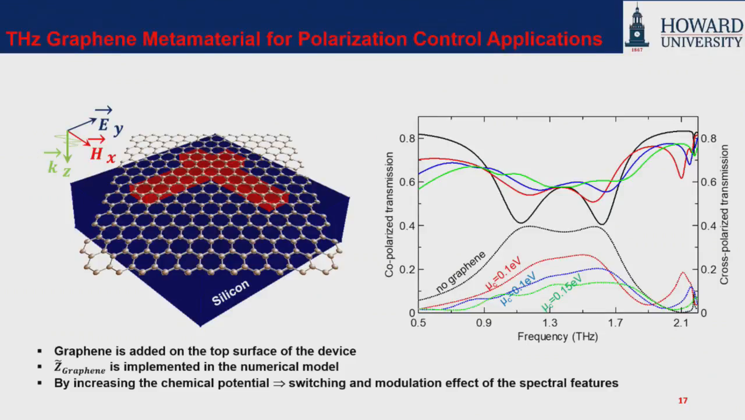In this case, we took the previous structure, and the graphene is added on the top surface of the device. We have implemented the complex surface impedance of the graphene in the numerical model. And by increasing the chemical potential, we can have this very beautiful switching and modulation effect of the spectral features. This is just a simulation work, and if somebody has any experience in fabrication or in graphene transfer, please let us discuss just after the talk, because I'm very interested in collaboration.